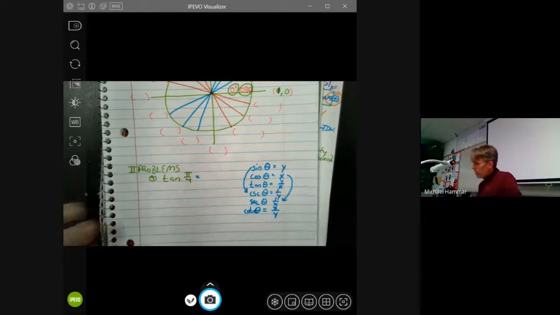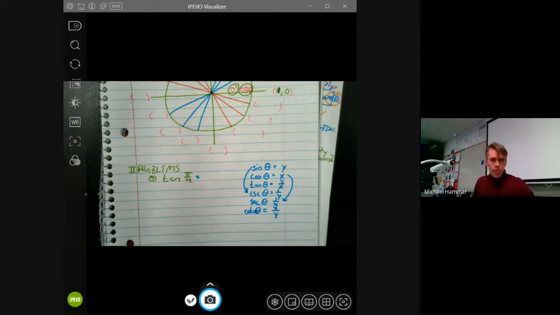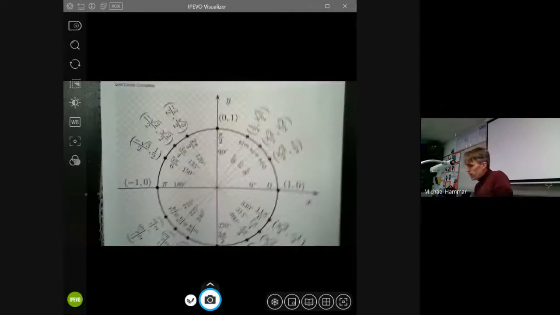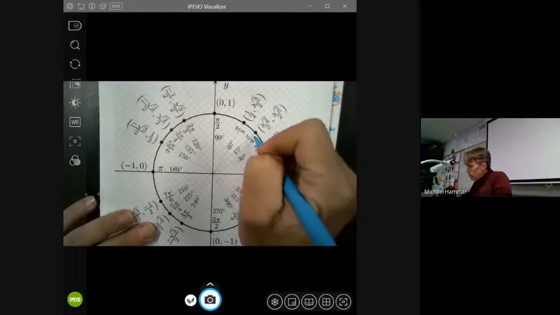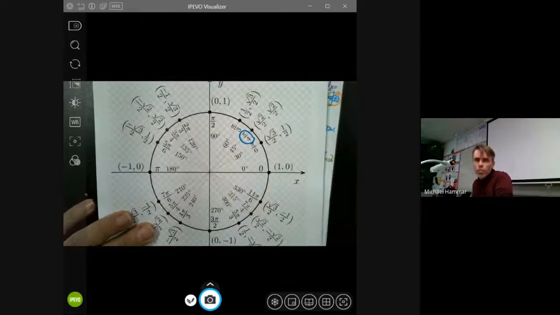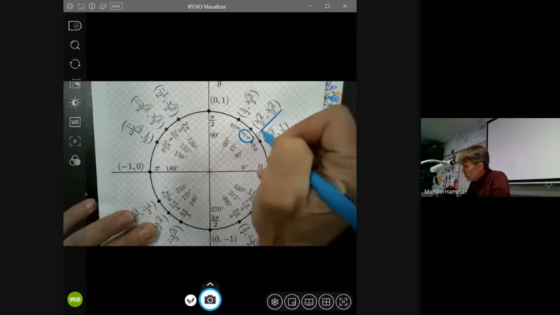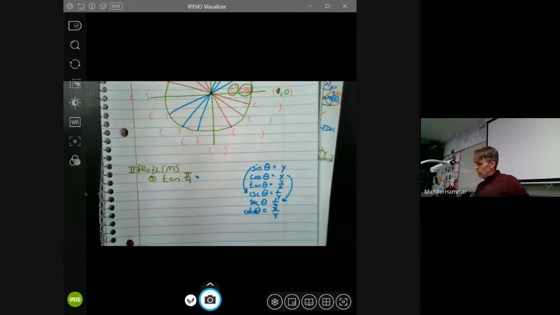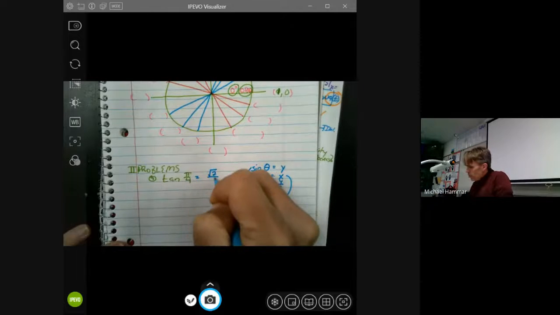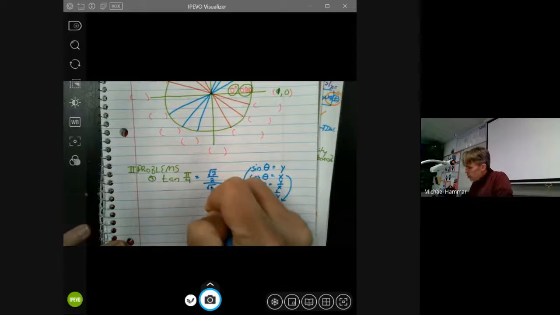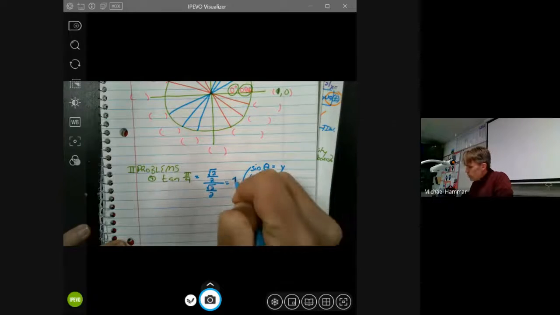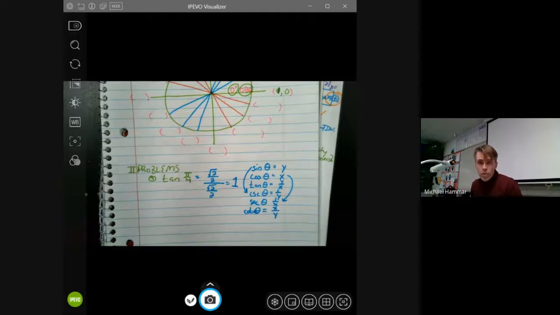So here we go. Let's figure out what the tangent of pi over 4 is. I'm going to pull out the unit circle, and we just need to figure out where pi over 4 is. Notice right here, pi over 4 has this as its coordinate. So I have to do the square root of 2 over 2 divided by the square root of 2 over 2, which of course is 1. So the tangent of pi over 4 is 1.